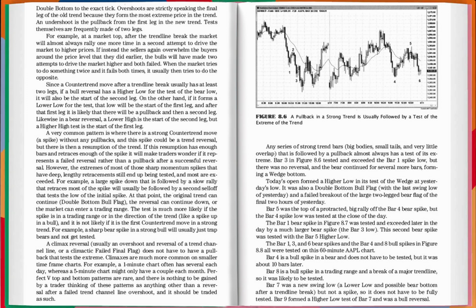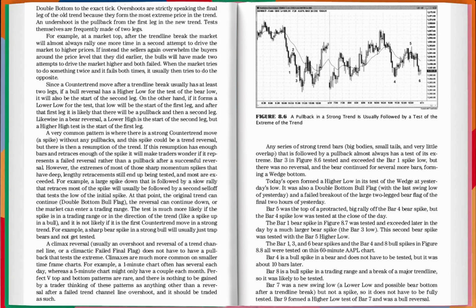However, the extremes of most of those sharp momentum spikes that have deep, lengthy retracements still end up being tested, and most are exceeded. For example, a large spike down that is followed by a slow rally that retraces most of the spike will usually be followed by a second sell-off that tests the low of the initial spike. At that point, the original trend can continue (a double bottom bull flag), the reversal can continue down, or the market can enter a trading range.